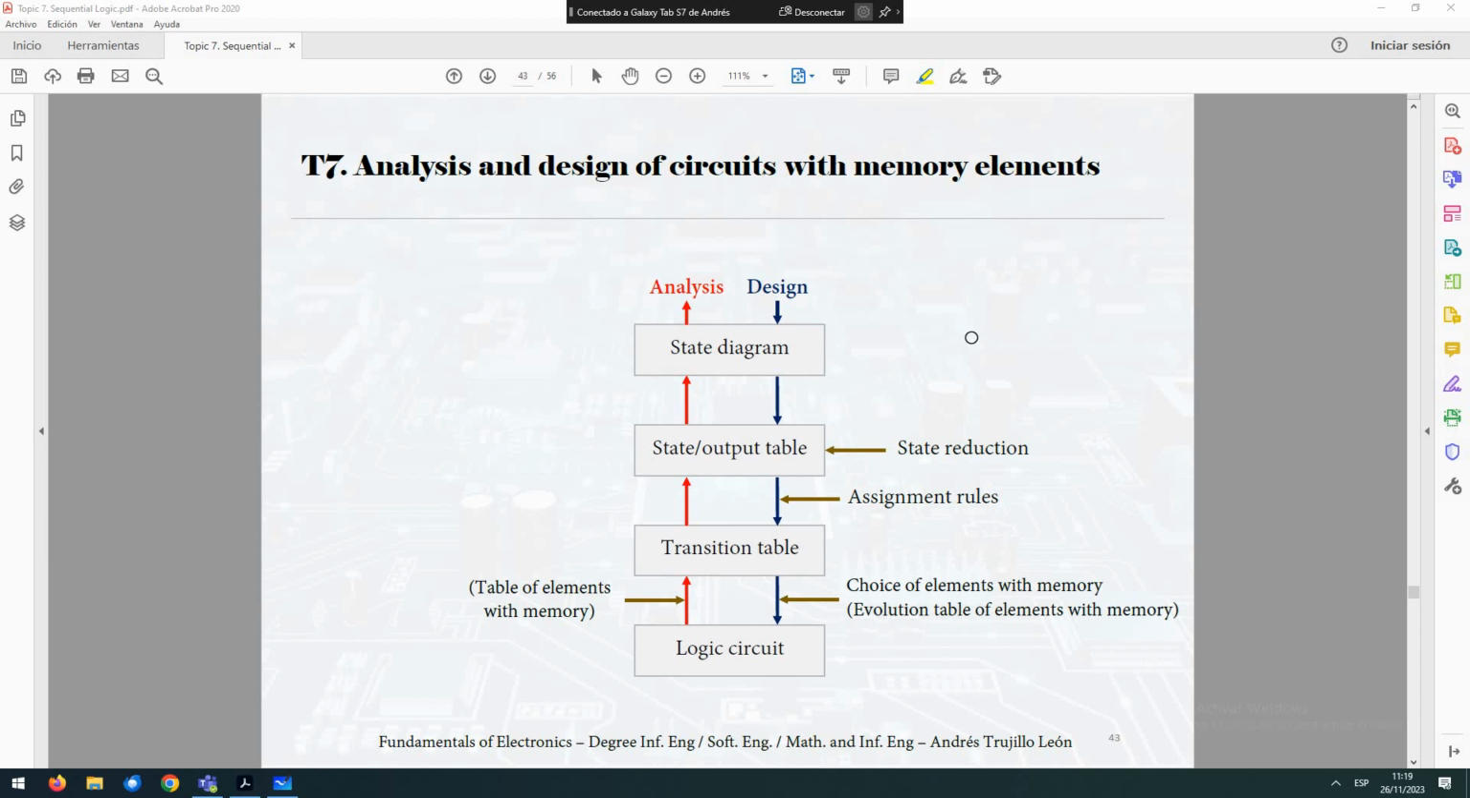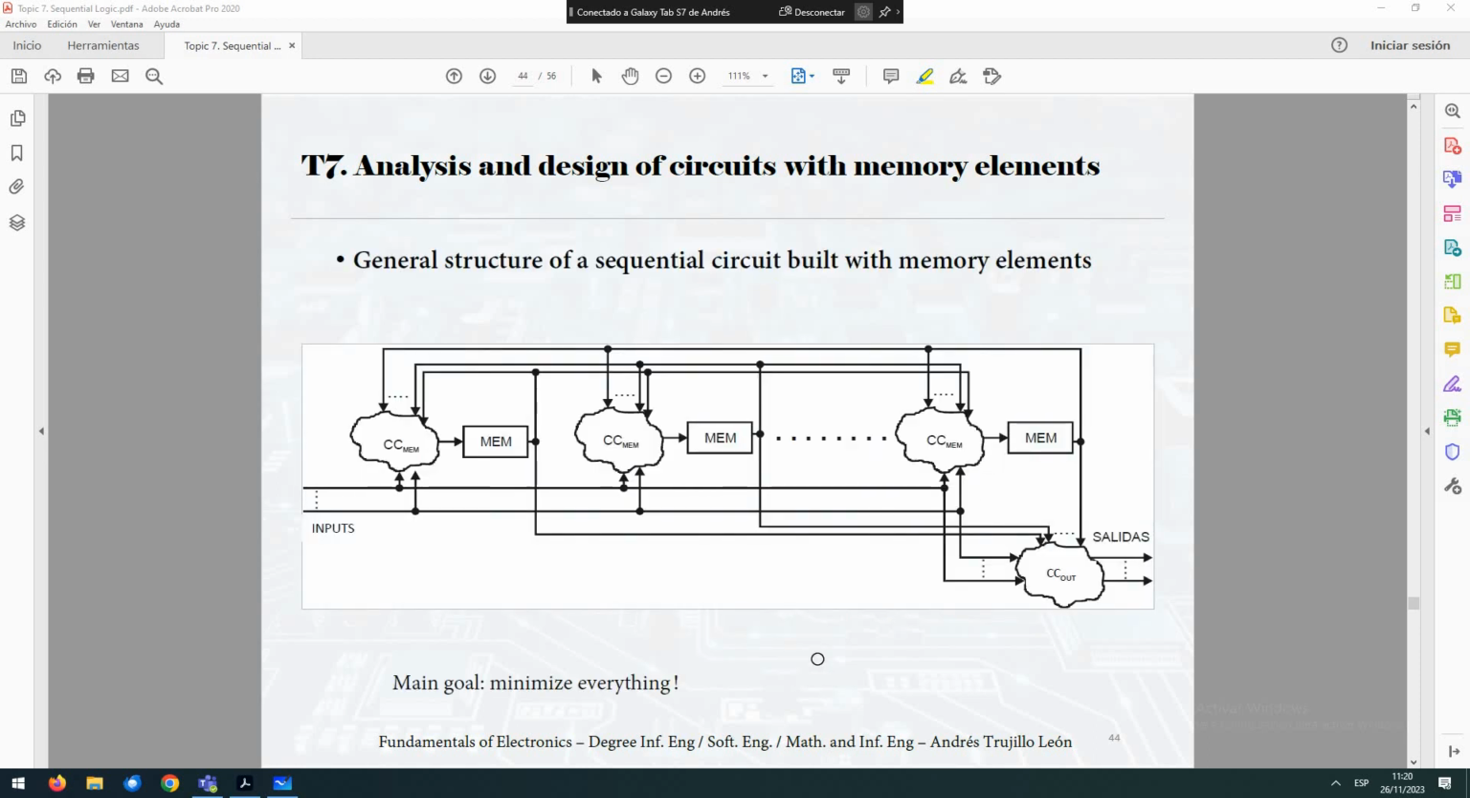In the state output table, you know that we have in each cell what is going to be the next state from the current state for a specific input, and what is going to be the next output for the current state and a specific input. So in this table we can check if we can reduce the number of states, and the equivalency is that we remove some of the rows of the table. So if we reduce the number of states, maybe we can have fewer memory elements.